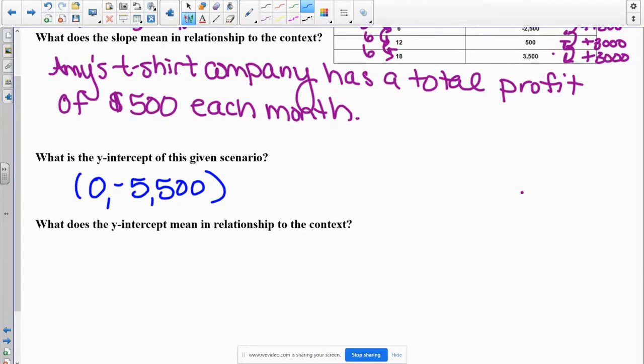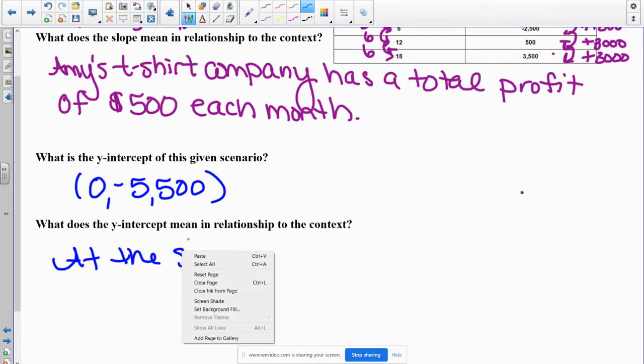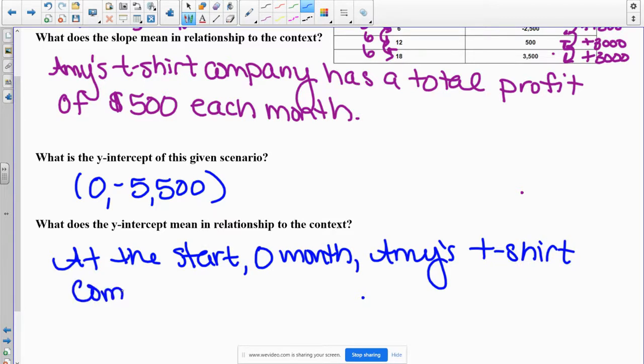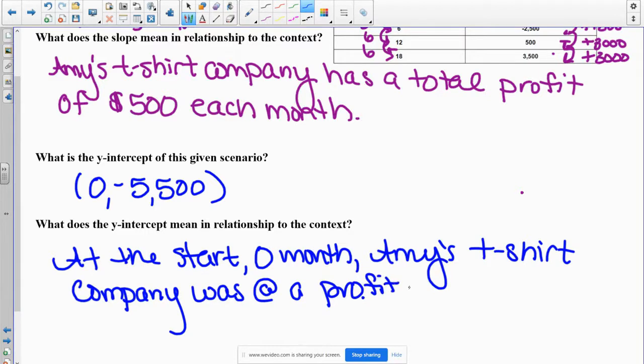Our sentence, again, you start at the start, at the beginning. So at the start, which is 0 months, just make sure everybody understands that, Amy's T-shirt company was at a profit of negative $5,500, which, knowing business, being in the negative, it's not really a profit. So that's probably not a good thing.